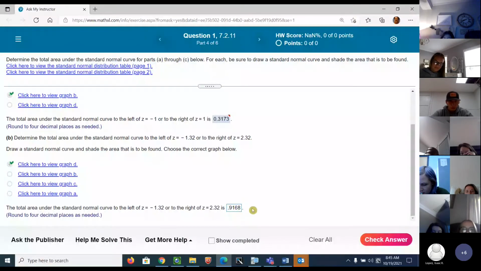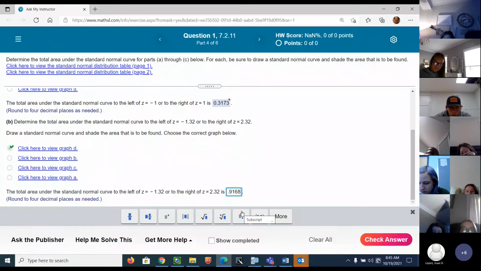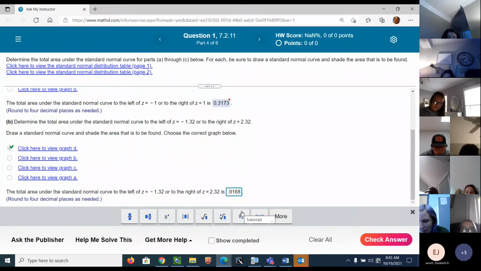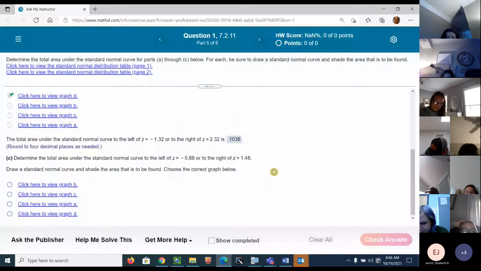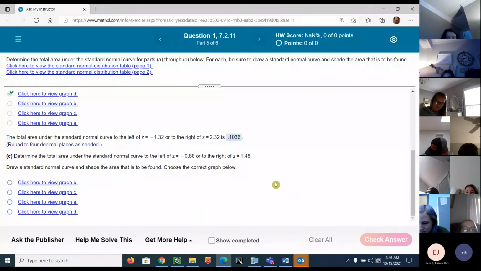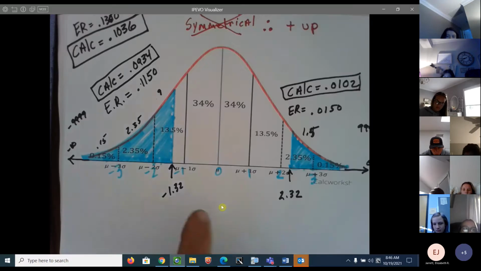0.1036. That should be this one right here. And they asked for the pictures. Well, we done drew the pictures. So hopefully y'all have copied these off, because I'm going to tell you something. 7.1 and 7.2, it's awful to have to draw all those pictures. And if you don't draw them, you might make a mistake, guys. Because the guys are the ones that won't draw them.